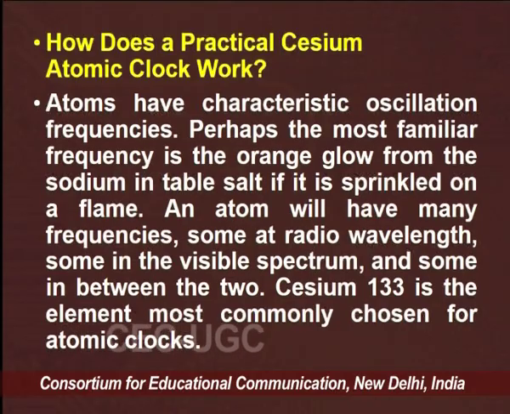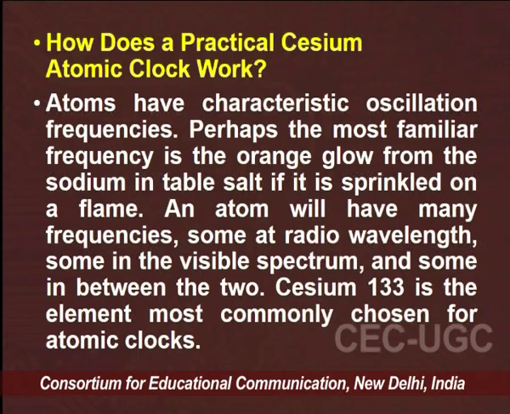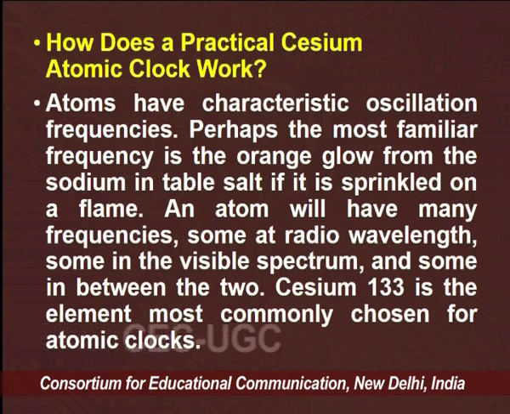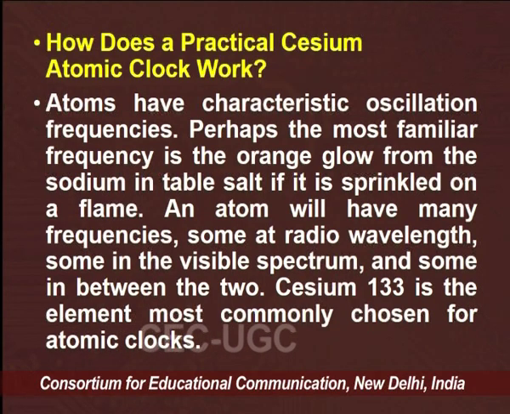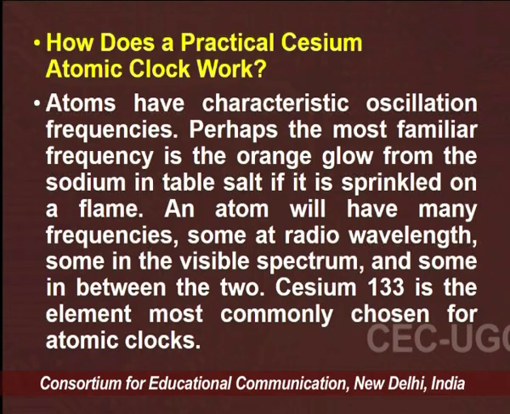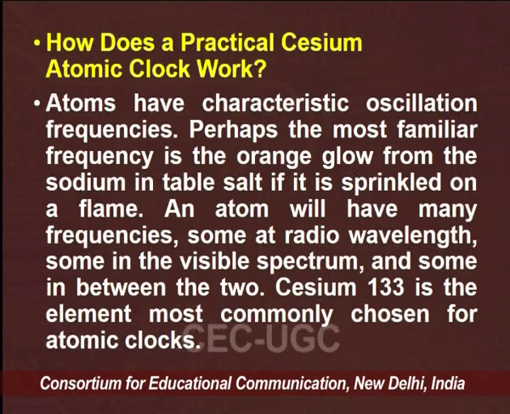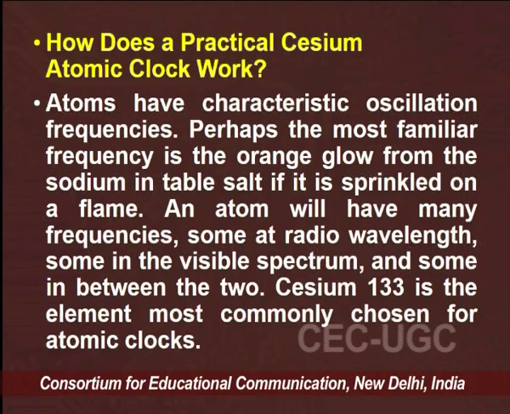So how does a practical cesium atomic clock work? Basically, atomic clocks are of many types, but here we discuss how the practical cesium atomic clock works. Atoms have characteristic oscillation frequencies. Perhaps the most familiar frequency is the orange glow from the sodium in table salt sprinkled on a flame. An atom will have many frequencies, some at radio wavelength, some in the visible spectrum, and some in between the radio and the visible.